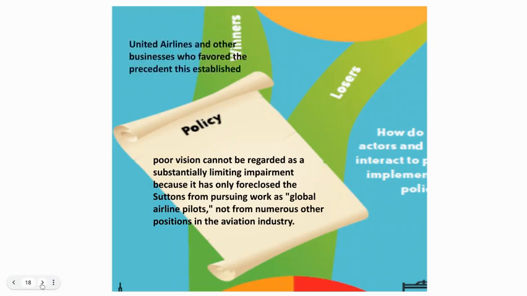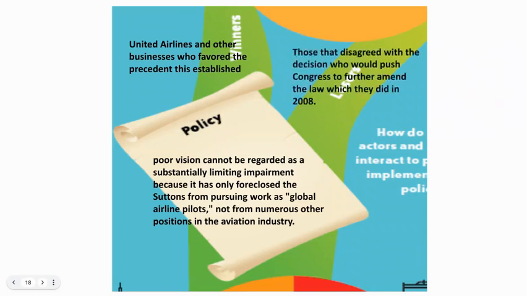So United Airlines obviously won, and they were happy. And any other business who favored this way of thinking and this precedent is going to be satisfied. Disability rights activists were mad, and they said that this was a huge hole in the law. They then went through this process again and put a lot of pressure on Congress, and Congress did amend the law in 2008 to extend it and provide protection.